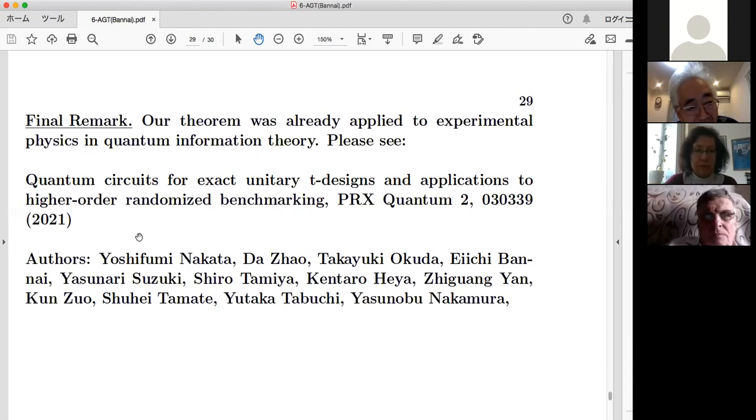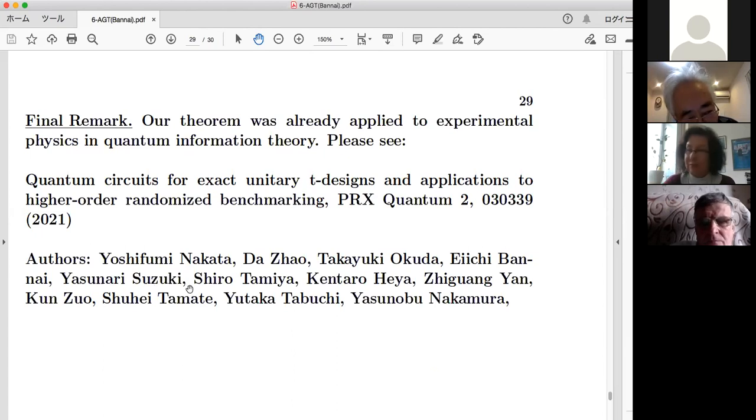This is a paper in experimental physics, so we have many authors. The first author is Yoshifumi Nakata, and Da Zhao and Takayuki Okuda and myself. These are the authors of this paper, and there are actually a total of 12 authors.